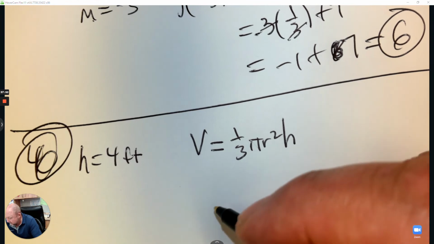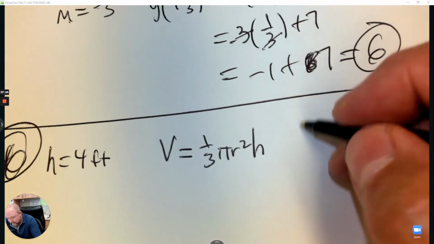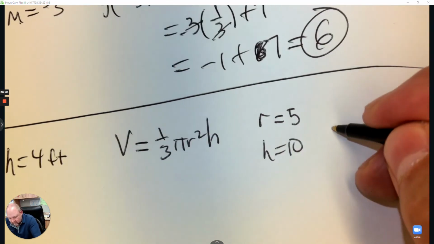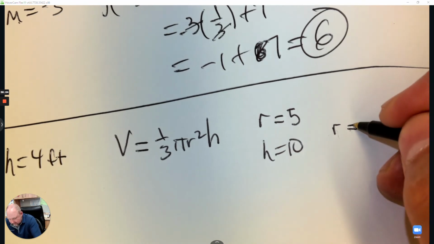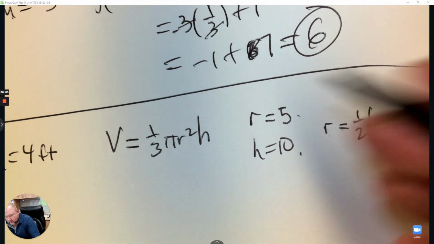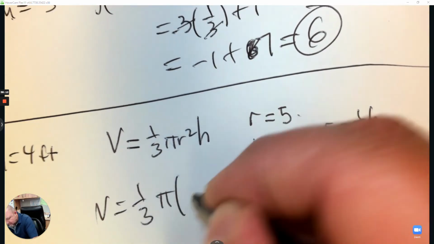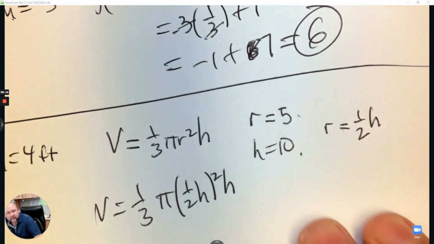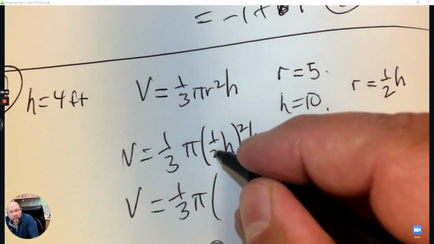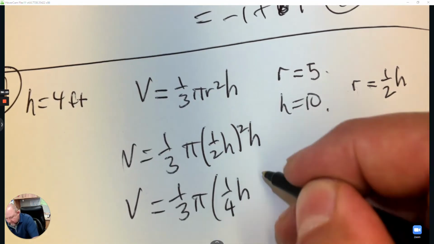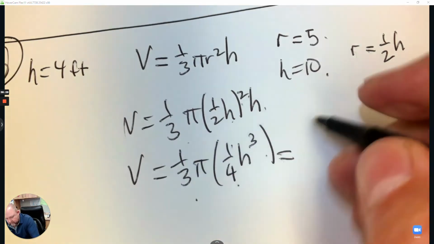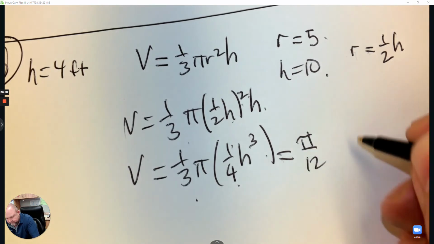So we need to find a relationship between the radius and the height. So the radius is 5 and the height is 10. So the relationship there is the radius is always half the height. So when I plug in here, it's half the height. We need one variable. So 1/2 squared is 1/4, and then h squared times h is h cubed. 1/4 and 1/3 is 1/12.